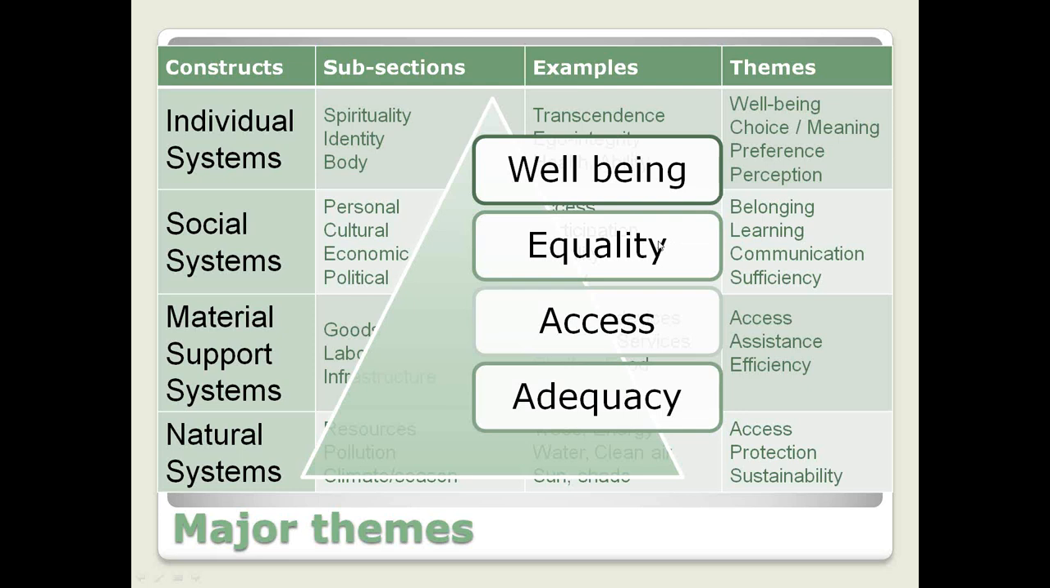If you want to have equality, then there has to be belonging, opportunities for learning, opportunities for two-way communication, enough food so they're not hungry, they're not cold. If you're looking at a technology for material support systems, it needs to promote access, and it has to assist in access, and of course it has to be efficient, because when we work with material support systems, we're talking about goods and labor, and those are things that we can't be casual about.